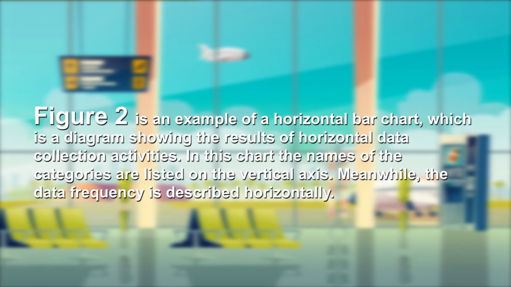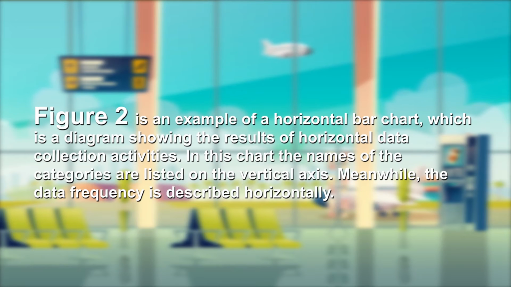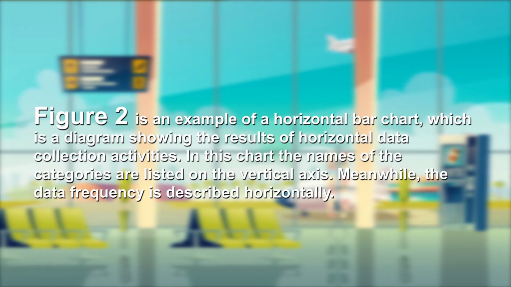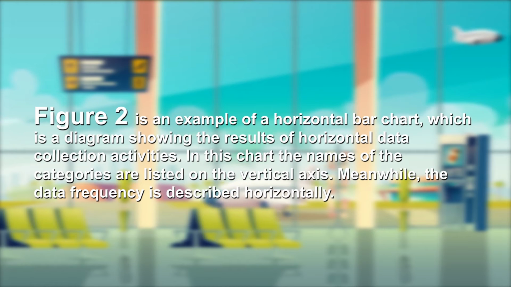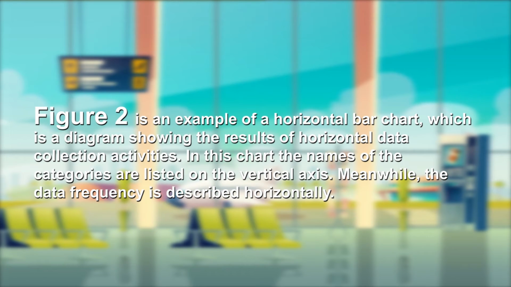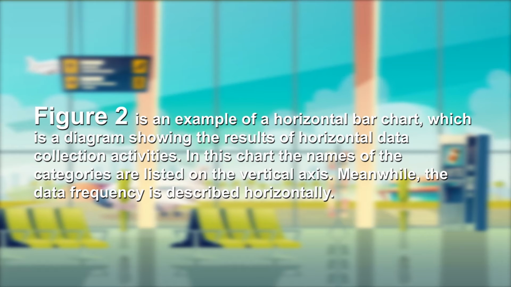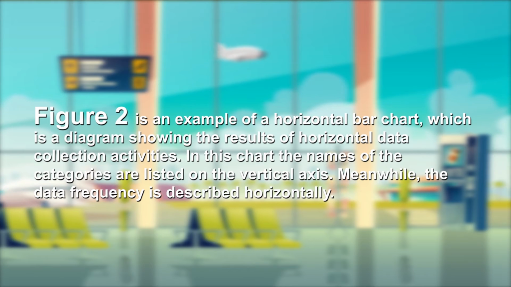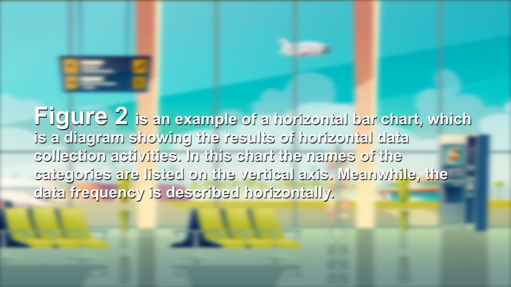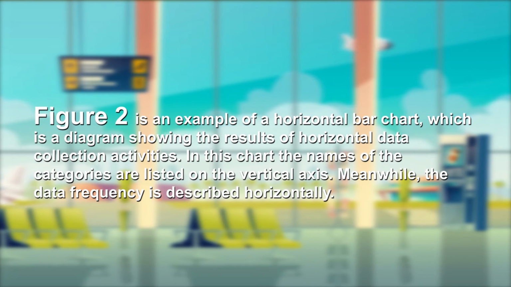Next, figure 2, or the second picture, is an example of a horizontal bar chart, which is a diagram showing the results of data collection activities horizontally. In this chart, the names of the categories are listed on the vertical axis. Meanwhile, the data frequency is described horizontally.